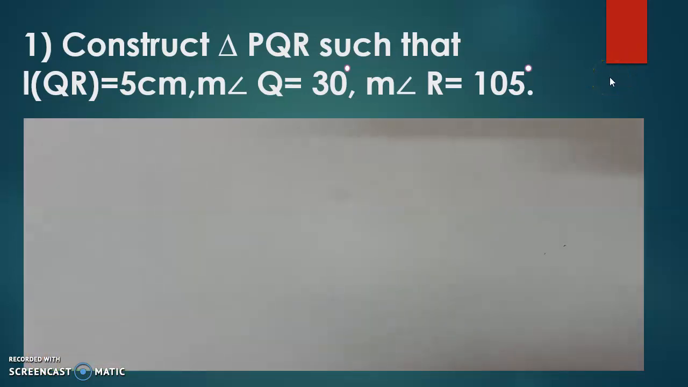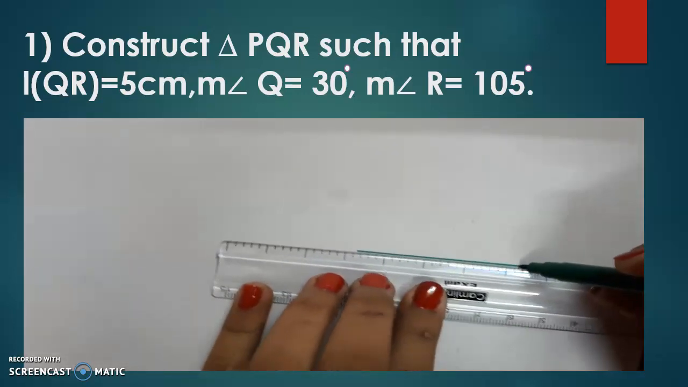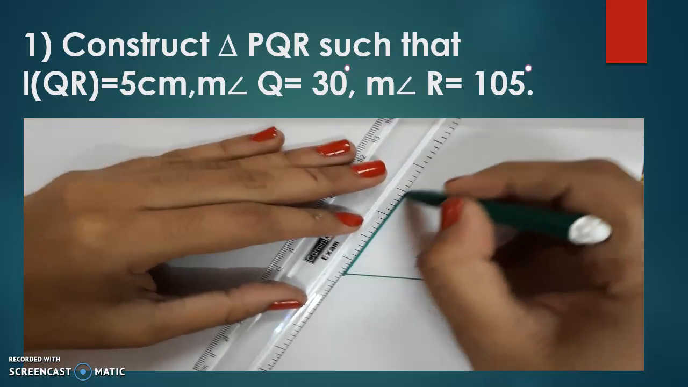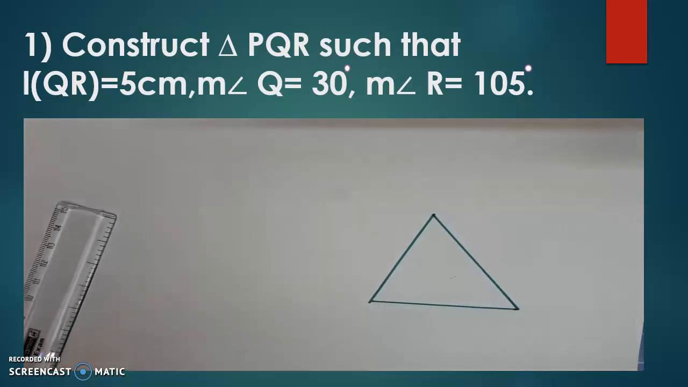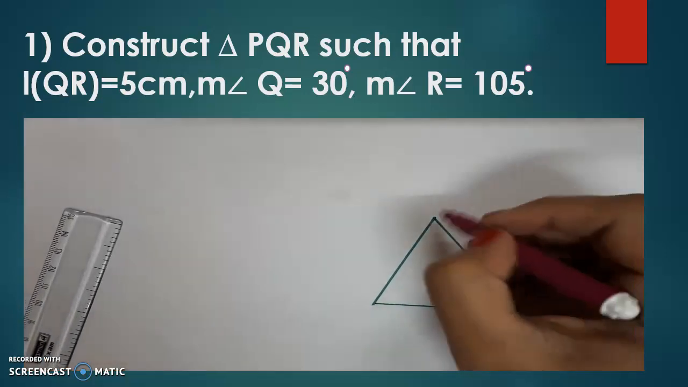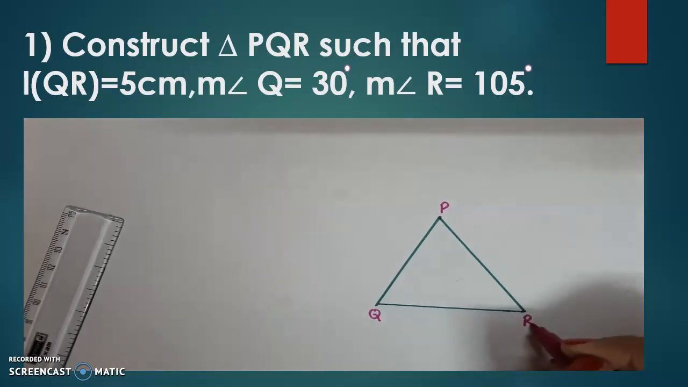Now let's see our first question. Construct triangle PQR such that length QR is equal to 5 centimeter. Measure angle Q is equal to 30 degree. Measure angle R is equal to 105 degree. First we will draw one rough figure, a rough triangle. We'll give names as given in the question. It is given PQR, so here we will write PQR.